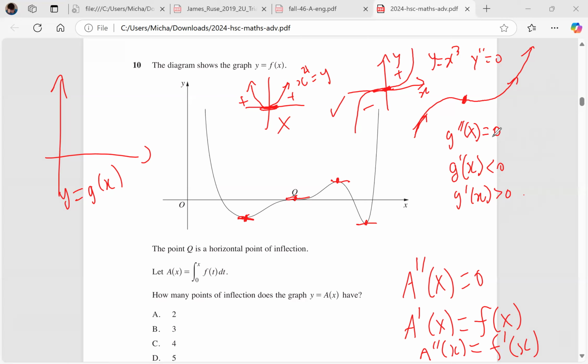So in the graph of f, you want the first derivative to be 0 and it changes signs. Okay, so this is negative and this is positive. This is positive and this is negative. And this is positive and this is negative. Okay, so these all change signs. So the answer is either 3 or 4. And the question is, does q change signs? So q, it's plus and plus, right? So it doesn't change signs. So q is kind of like this.